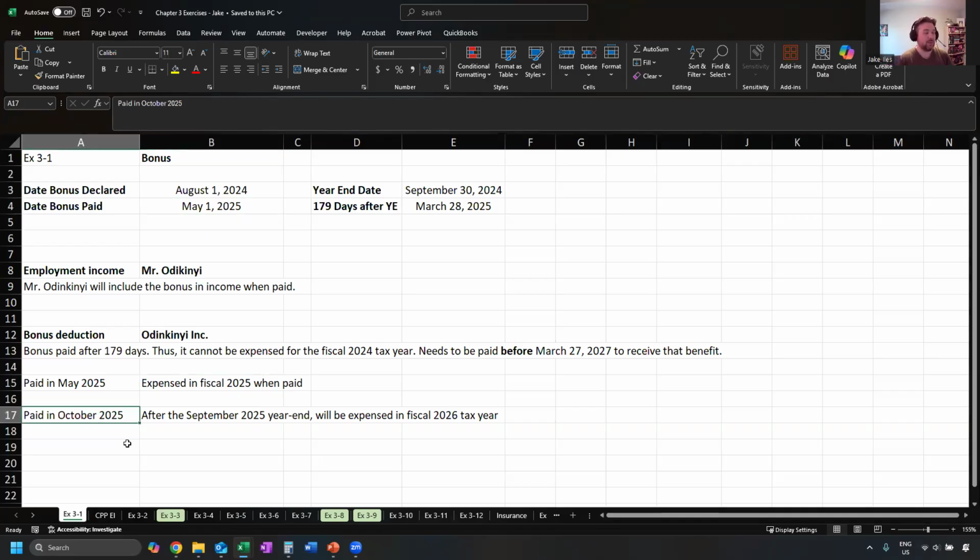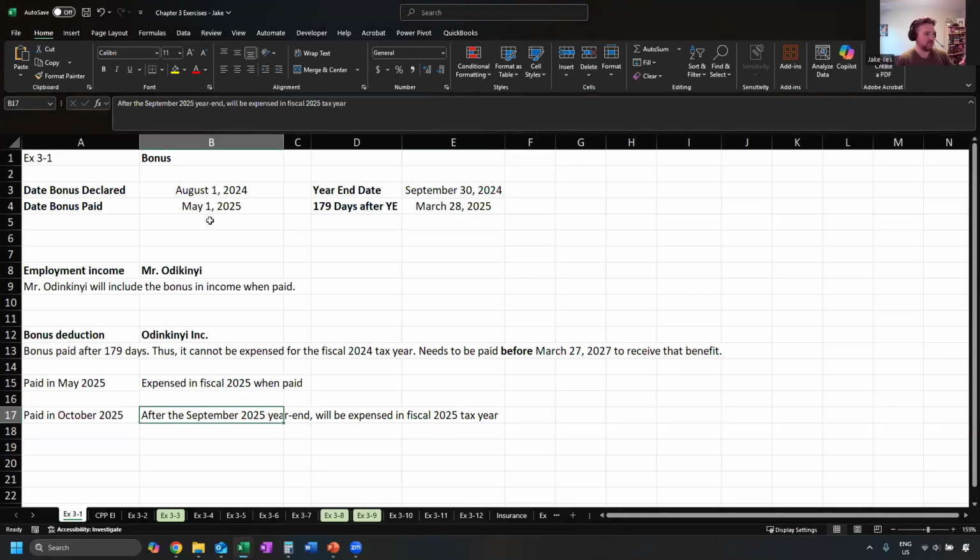If they had paid it right away in October, just after the year end, then that's not going to be a recorded expense until fiscal 2025. The expense will get deducted in 2025, after the 2024 year, and will be expensed in fiscal 2026. Now, if it's paid in 2025, it was received after the year end, but it's still expensed in that current tax year. It's still expensed for September 30th, 2024, because it was paid out within 6 months of its declaration in August. So that was just a small hiccup on that number.